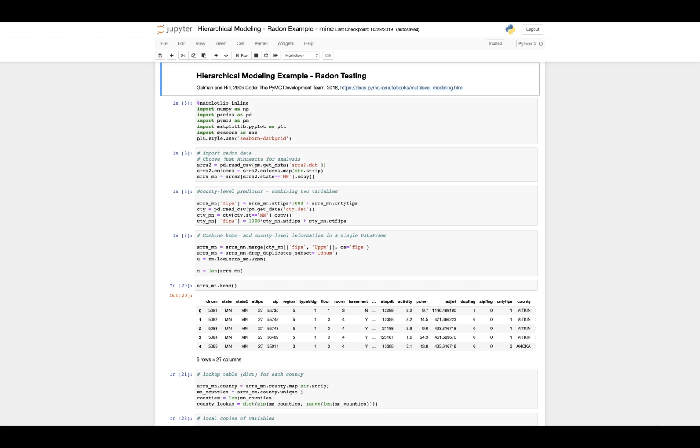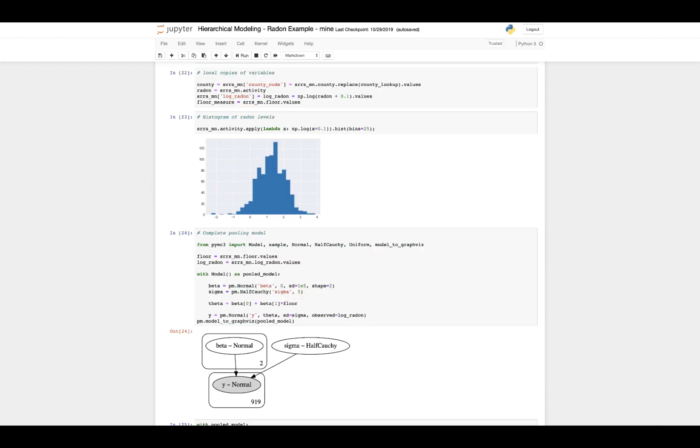And we see that we have the head of the data displayed to give you a sense of the number of variables that are here: 27 columns in the data set. Here's a histogram of the radon levels in the counties of Minnesota, and you can see that there are definitely quite a few counties above zero, and the mode in this particular histogram looks like it's about 1.6.